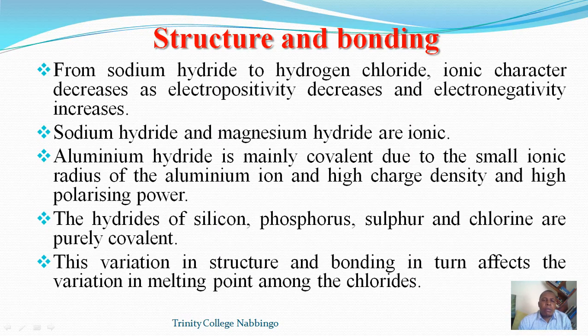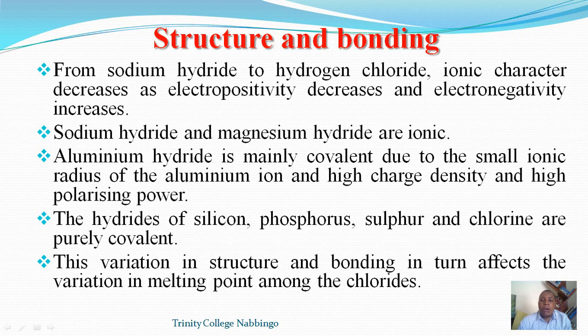We are saying that as we move from sodium through up to chlorine along period 3, the elements become less electropositive. So once they become less electropositive, the tendency to form ionic hydrides reduces. They become less electropositive, meaning they become more electronegative. So there is a higher tendency to form less ionic hydrides and a higher tendency to form more covalent hydrides. So that is what we notice in that trend.